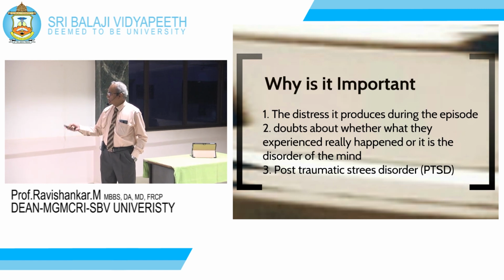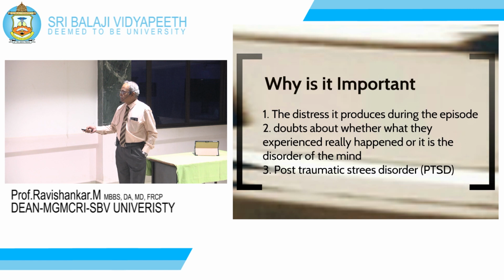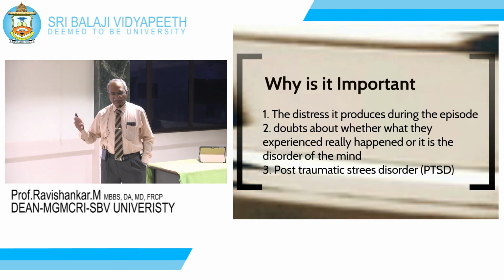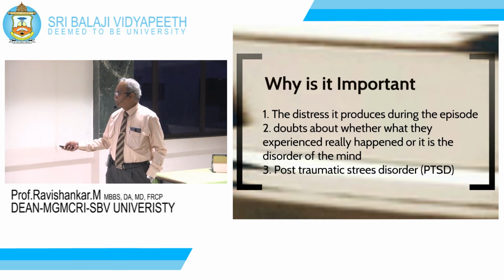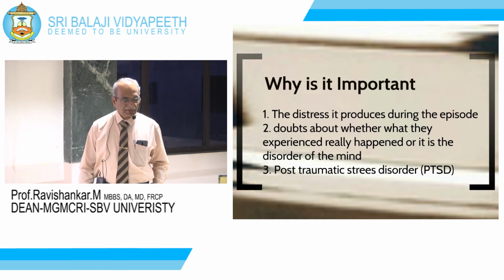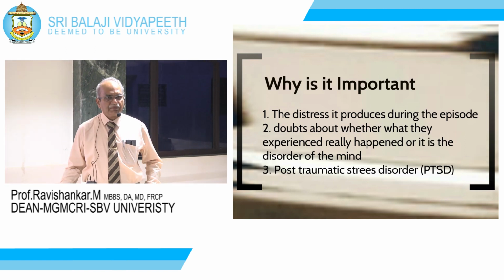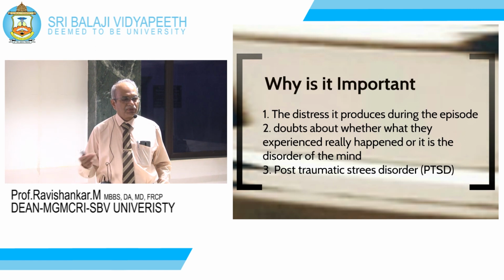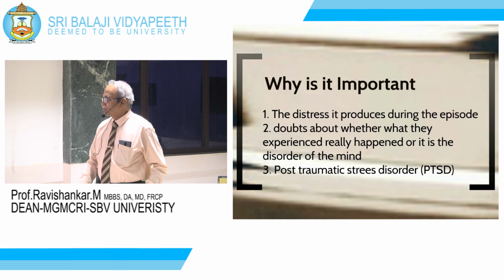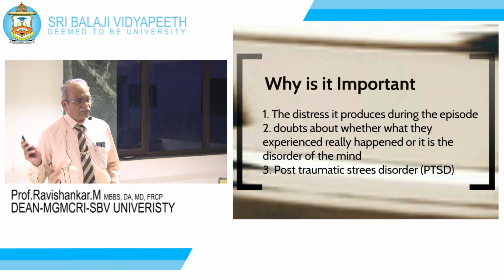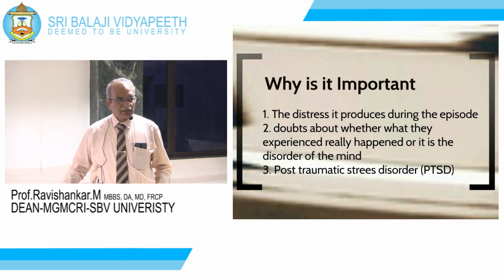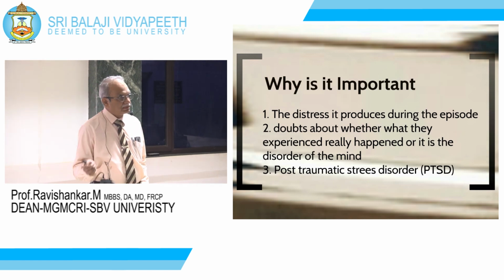So there is the distress it produces during the episode, and the patient has doubts about whether what they experienced really happened or it is a disordered mind. That's what patients start thinking: is it really happening, or am I just imagining this? So that kind of disturbance. And then the last one is post-traumatic stress disorder. These are the graded things. The last one is post-traumatic stress disorder.